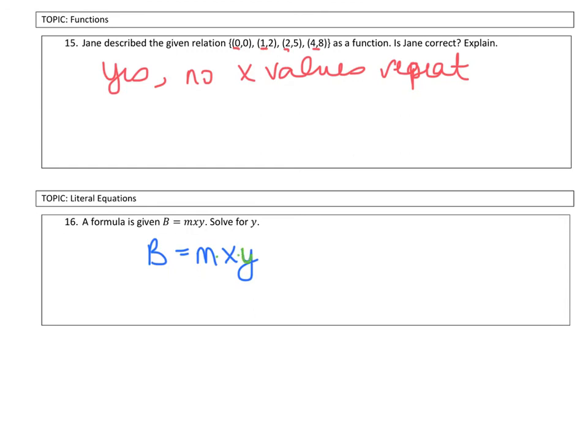I here need to get y by itself, so that means I need to undo the m and the x away from it, so I need to divide them away. And I have to do that, of course, to both sides. So very quickly, b divided by mx equals y, and that is my answer.